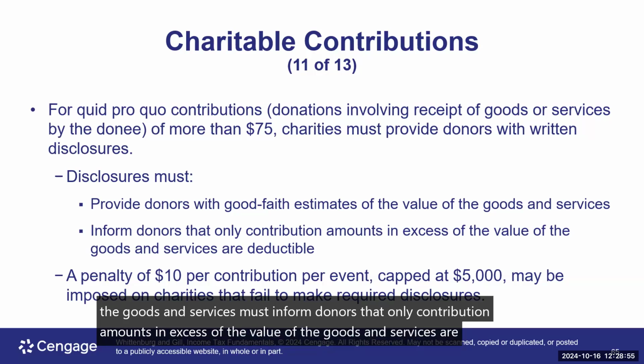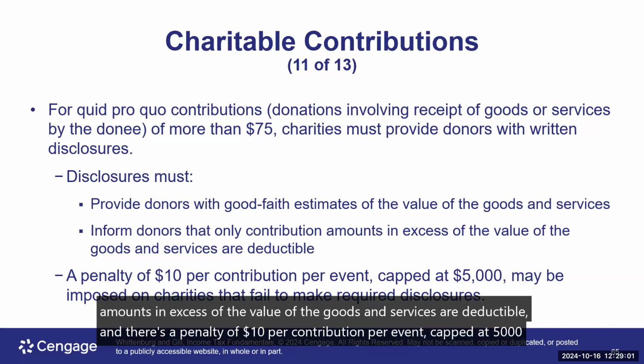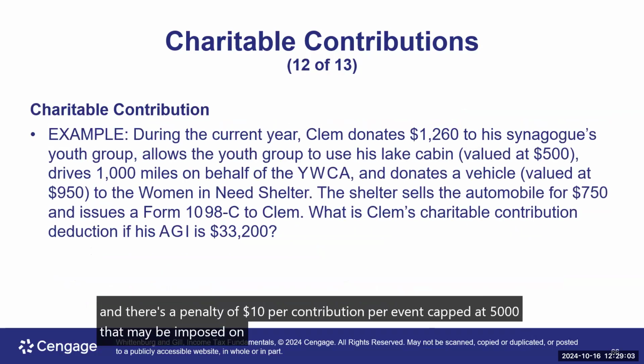And there's a penalty of $10 per contribution per event, capped at $5,000, that may be imposed on charities that fail to make these disclosures. So here we have an example.